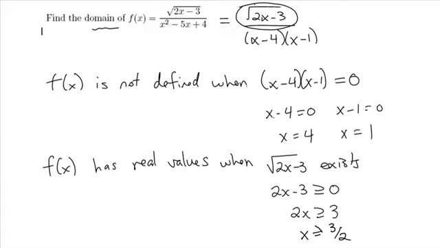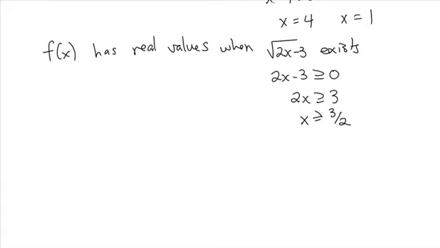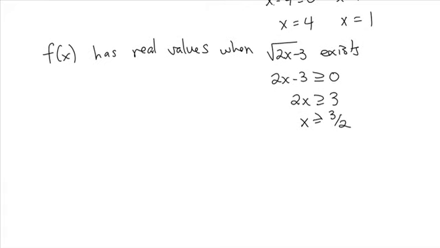So now where does this leave us? We know that x cannot equal 4, cannot equal 1, but has to be greater than or equal to 3 halves. Best way to summarize this is looking at a real number line. So we know we need to avoid 1, we need to avoid 4, and then in order for this function to be defined, x has to be greater than or equal to 3 halves. So there's 2, we can say there's 3 halves, and it has to be everything above 3 halves.